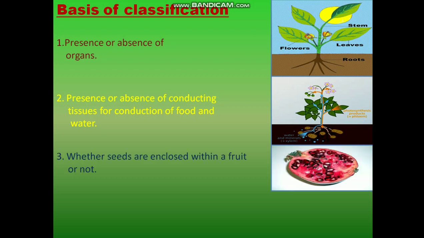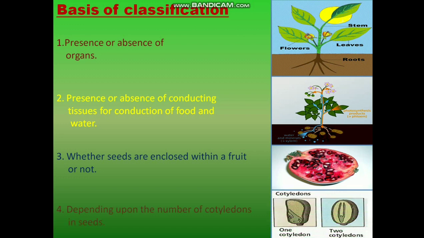Number 3. Do the plants bear seeds? If they do, then whether the seeds are enclosed in the fruit or not is an important criterion for classification. The fourth one. Finally, the plants are grouped depending upon the number of cotyledons in the seeds. If the plant has one cotyledon, it is grouped under monocotyledon, and if the plant has two cotyledons, it is grouped under dicotyledon.